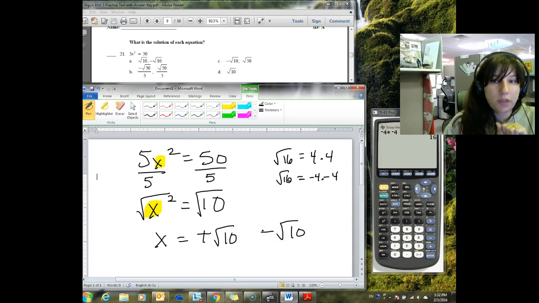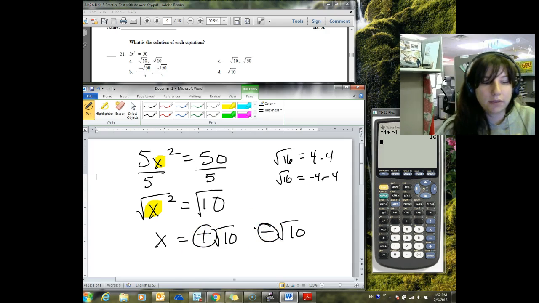All right, so 21 on the test, same exact question, just going to have some different numbers there, but your steps are the same. Divide by this number, then take the square root, and you just need to remember you need a positive and a negative.